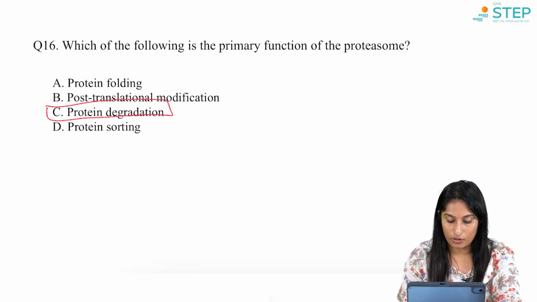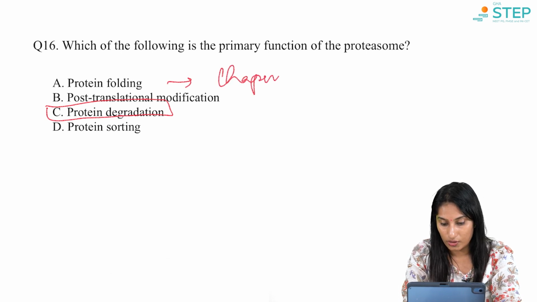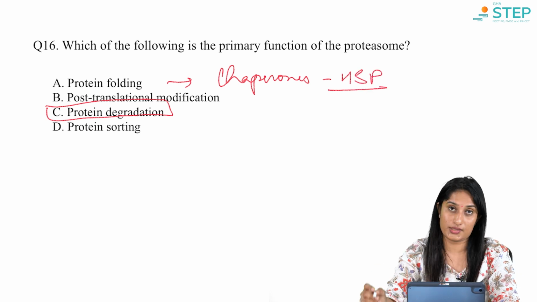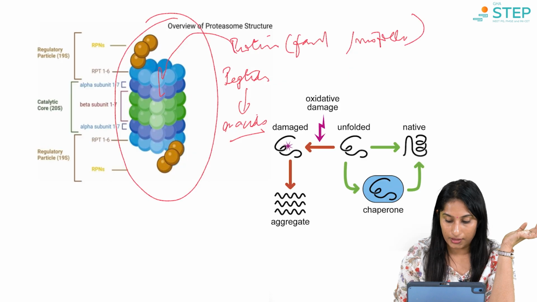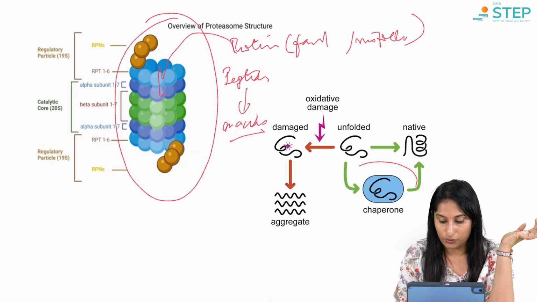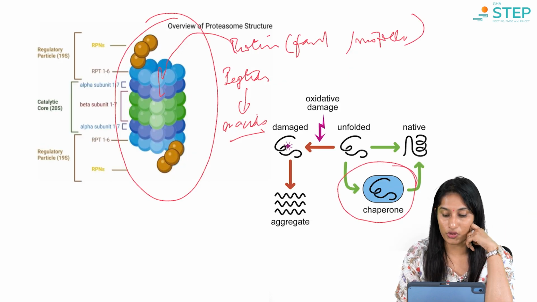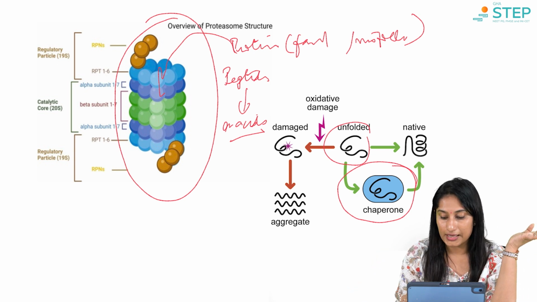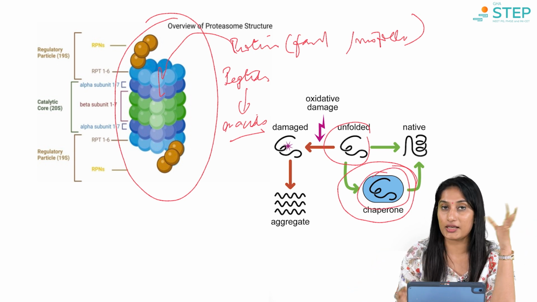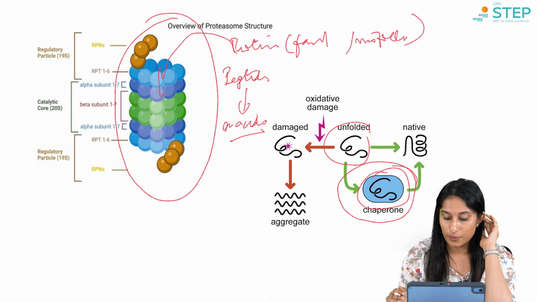Why not the other options? Protein folding does not require a proteasome but requires what are called chaperones, or the heat shock proteins. So, the native protein will be folded by the chaperone. So, you see this is an unfolded protein, we need to fold it nicely. So, chaperones will help it and it will give us a nice native protein.